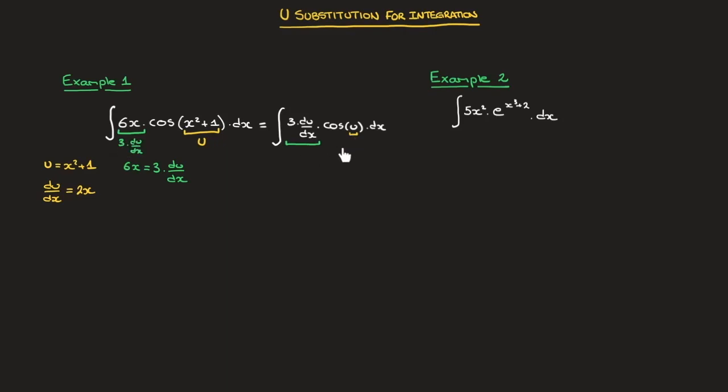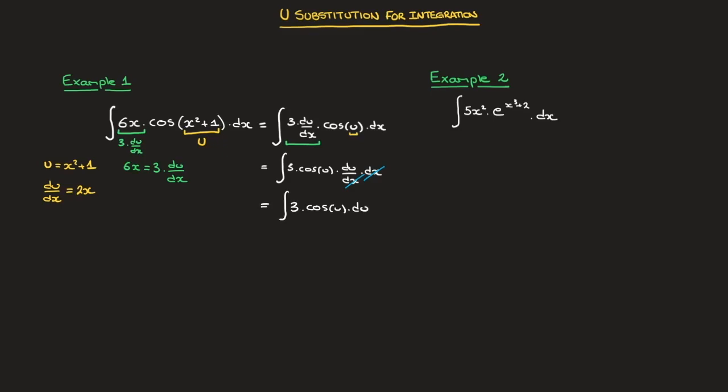Now, since all of this is being multiplied together, I can change the order of the terms here, and I can go ahead and write that this equals to the integral of 3 times cosine of u times du dx dx. And what we notice here is that these two dx's can cancel each other out. In other words, we can just cross out the dx on the denominator as well as the dx at the end of the integral. And we're now left with the integral of 3 times cosine of u du.